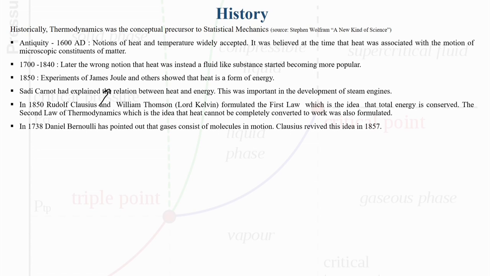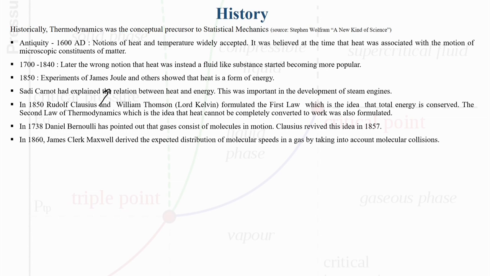Clausius again revived this idea in 1857, and in 1860 James Clerk Maxwell of electrodynamics fame. We all know about Maxwell's equations of electromagnetism, but Maxwell also made an important contribution to statistical mechanics, because he used the idea of Clausius and his predecessors to derive the expected distribution of molecular speeds in a gas by taking into account molecular collisions. So, he derived what is now known as the Maxwell-Boltzmann distribution of a classical gas.